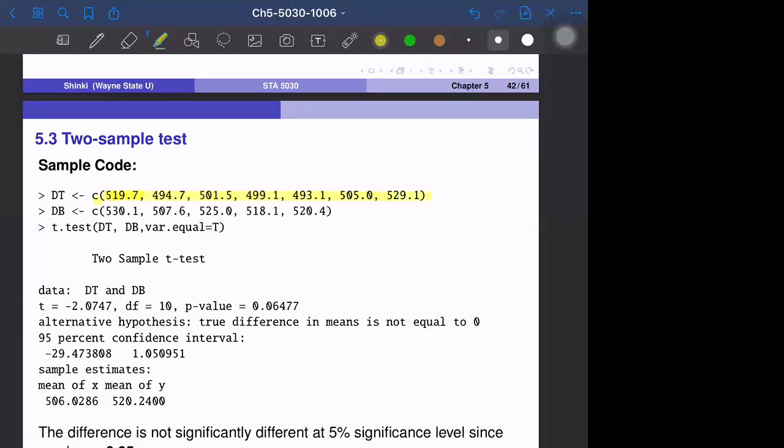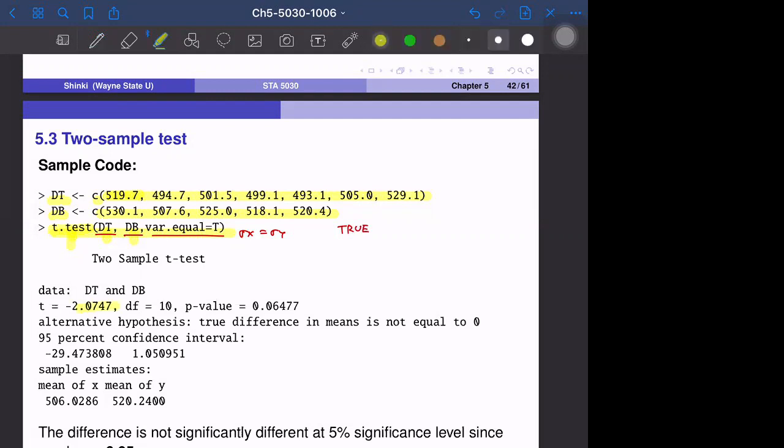Then we define these 2 vectors, the Detroit and the Dearborn, and we can do the t-test by the t.test function. We put dt and db. The function itself is the same as in section 5.1, but we have 2 arguments, the first sample and the second sample. To assume sigma x is equal to sigma y, we have to specify the option var.equal equal to T or TRUE. Then you get the t statistic.